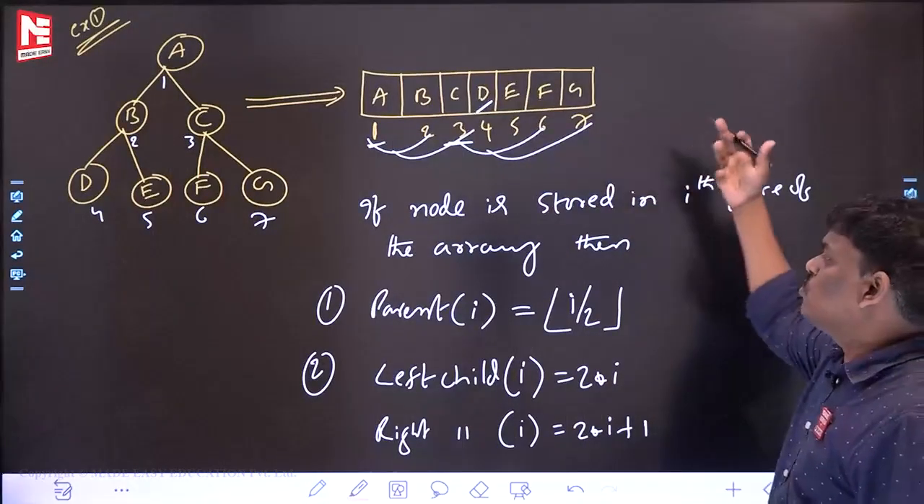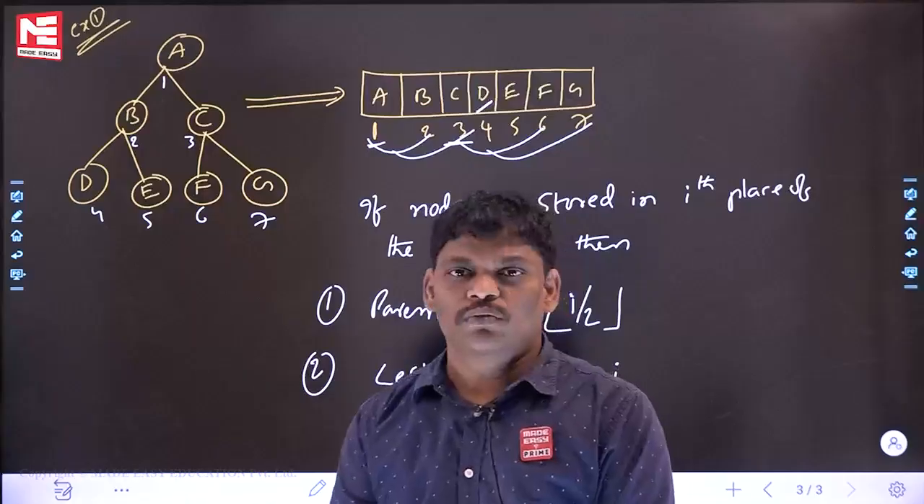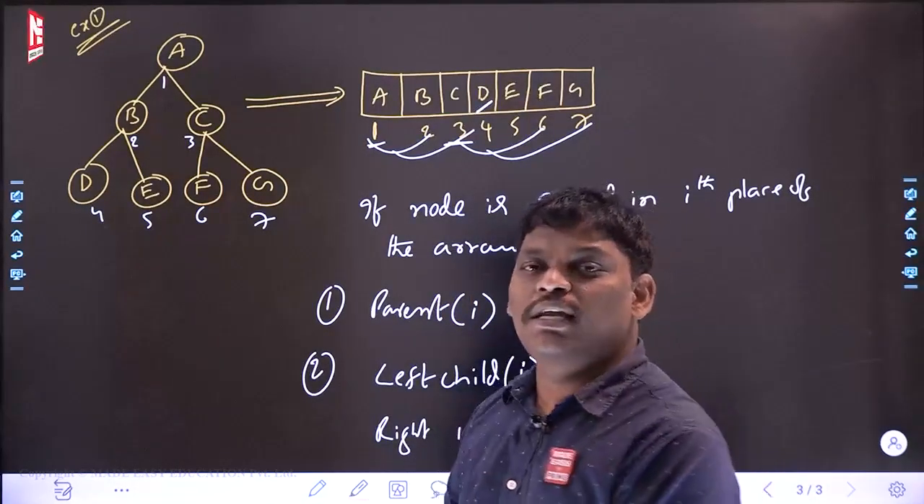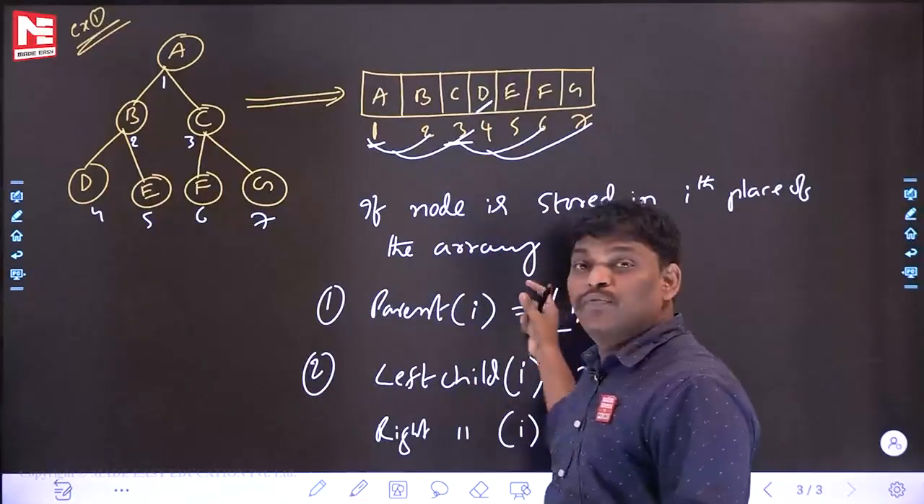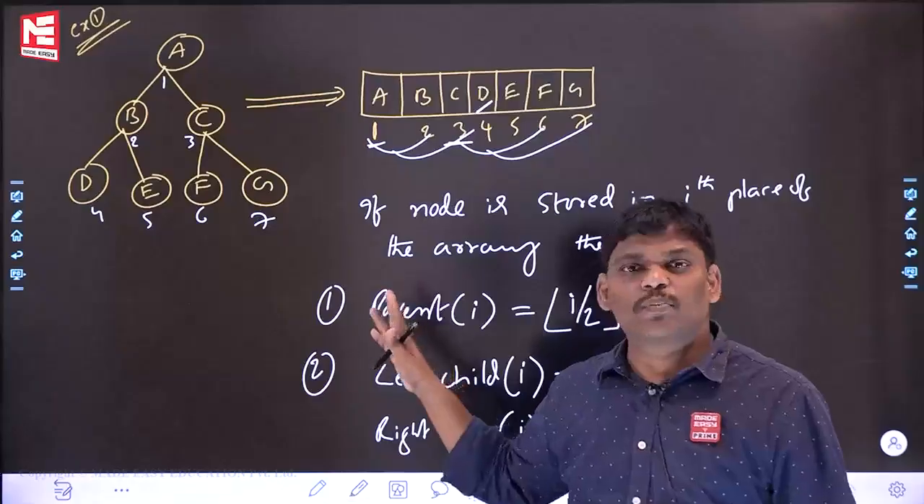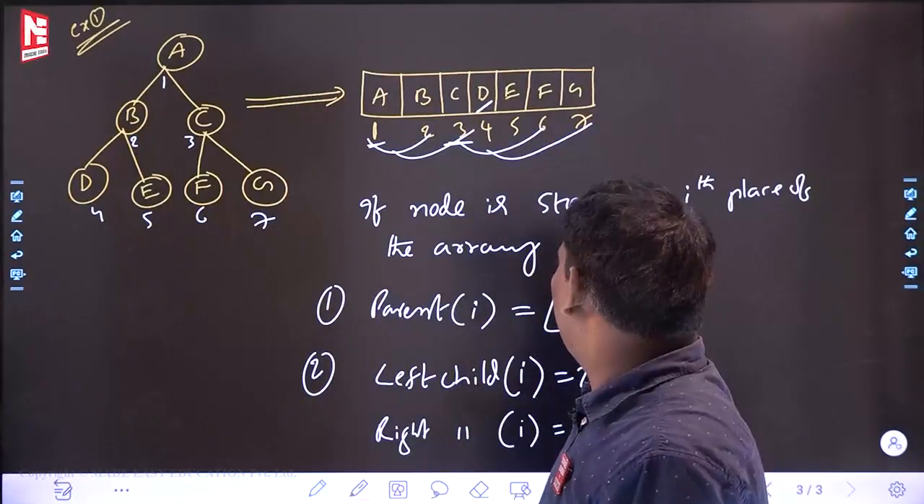So, binary tree, how to store in the form of an array like this. Can you help me now? Parent of i is i by 2. Left child, 2 into i. Right child, 2 into i plus 1. Floor or ceiling? Floor. If you have a small doubt, take one example and verify. I'm thinking you are okay.